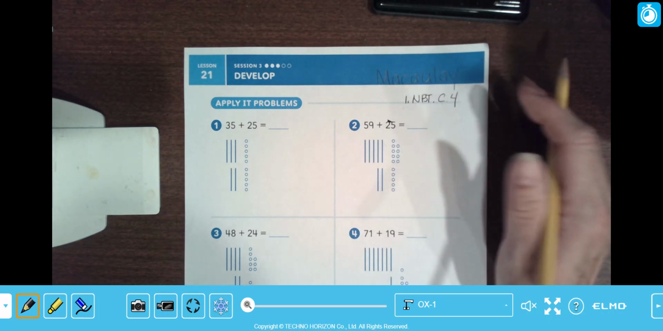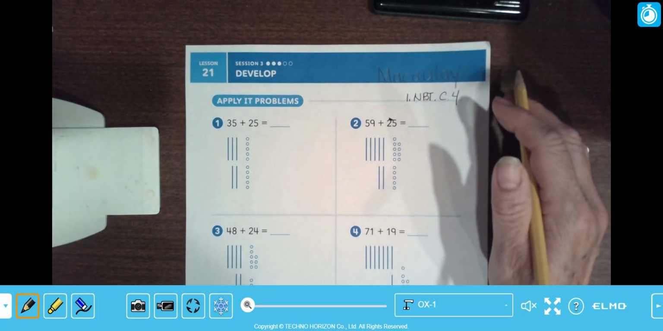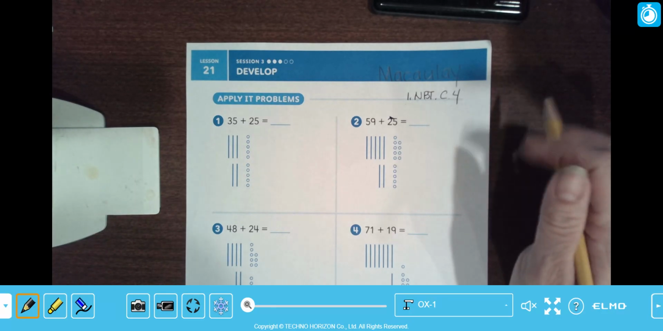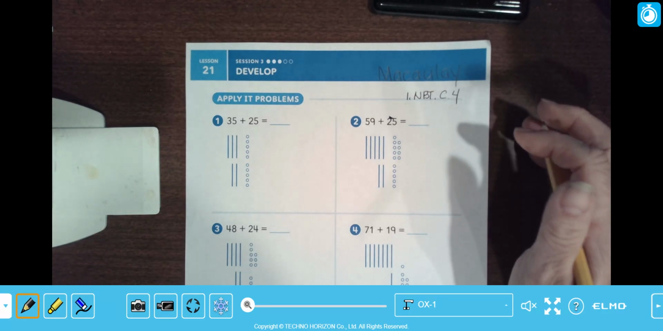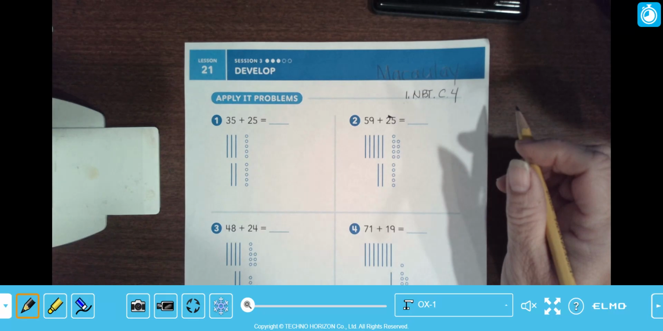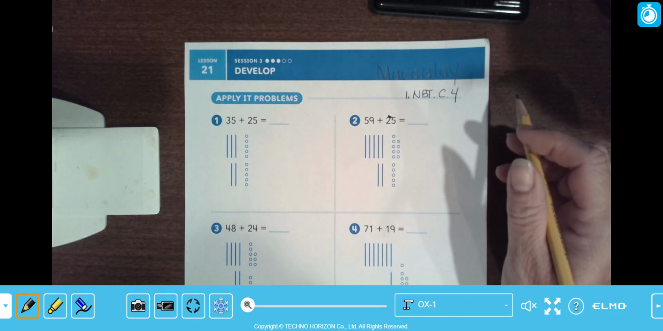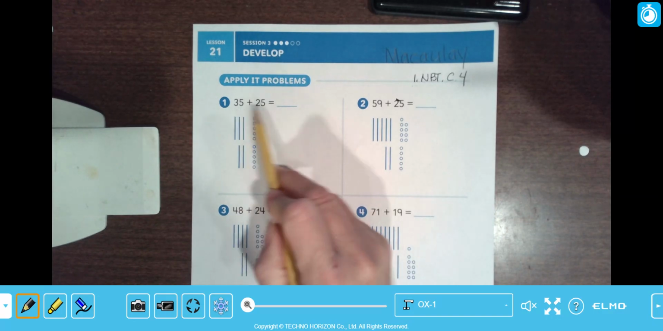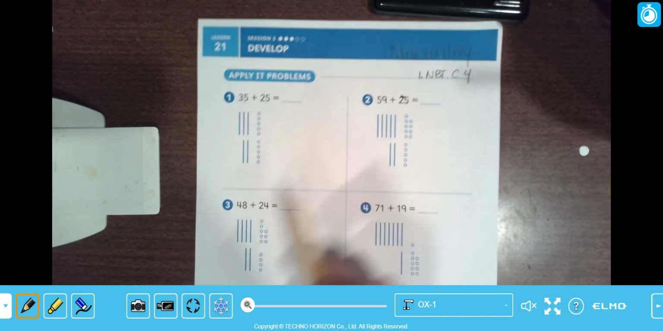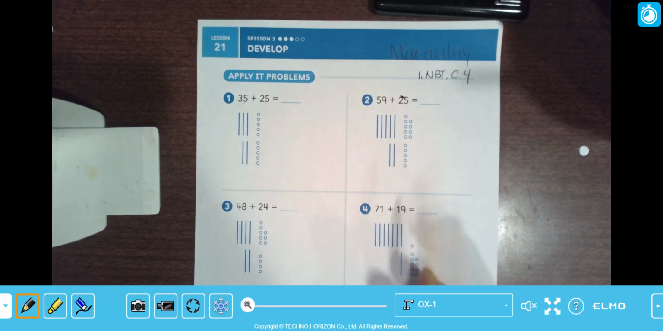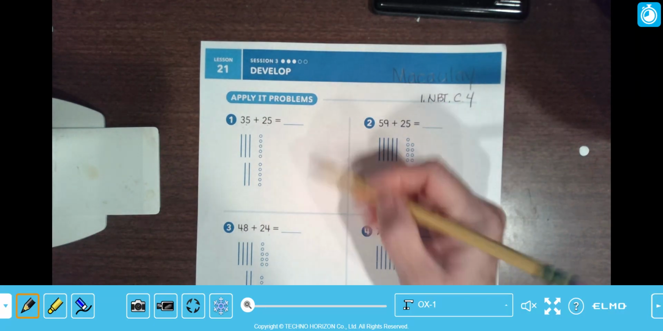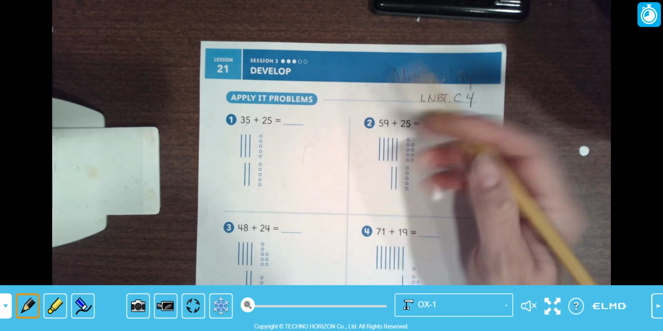So this standard is about adding numbers, two-digit numbers, sometimes with another number up to 100. So in this page, we're going to be adding two-digit numbers, right? This one and this one, they're both two-digit numbers, and we're not going to regroup. We're just going to draw them and then add them up on the side.